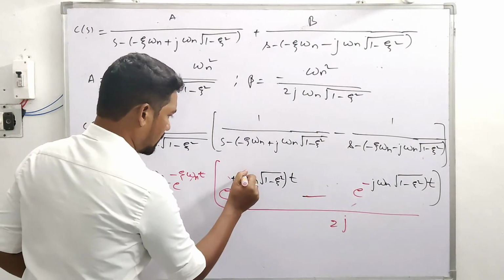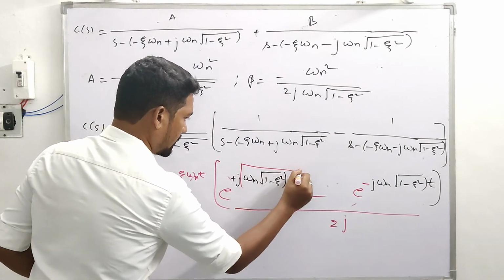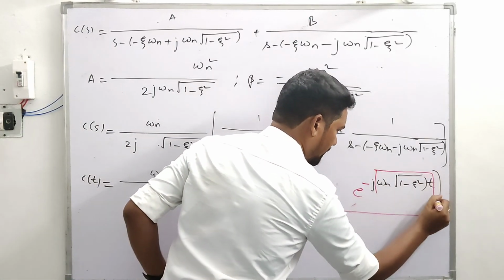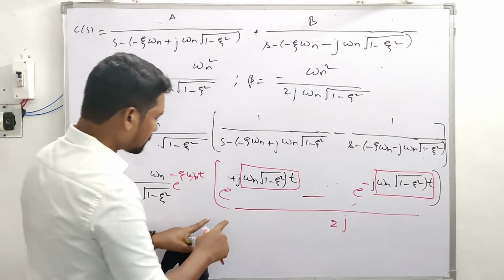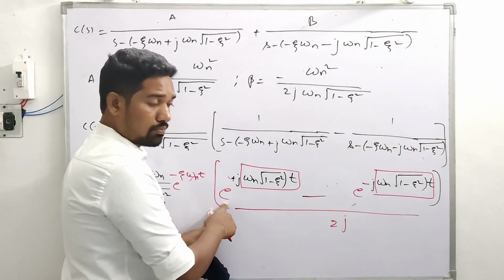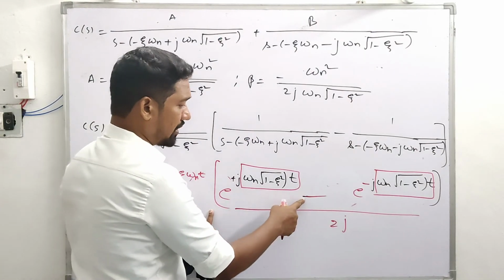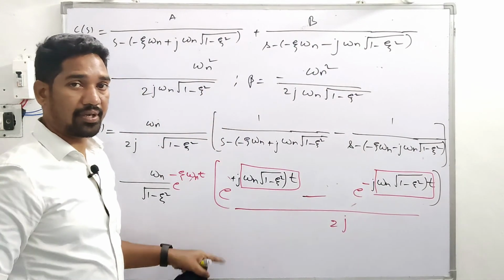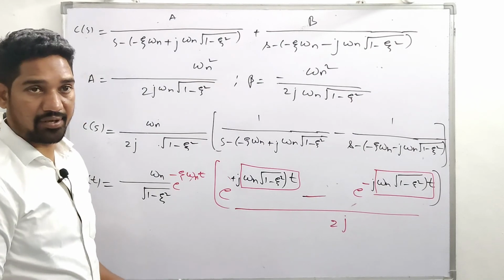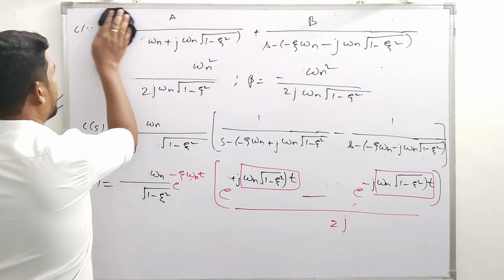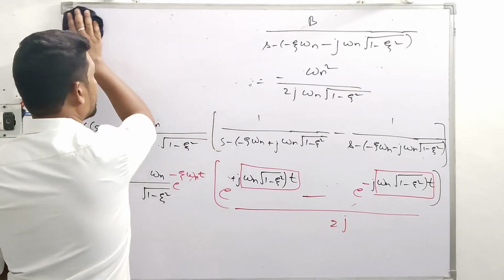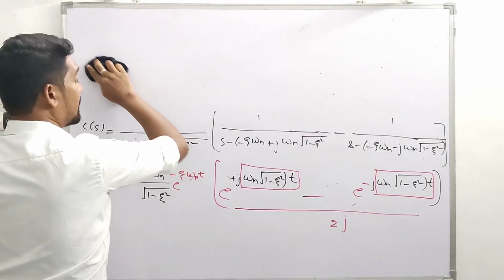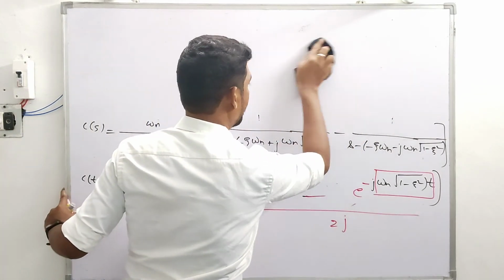So guys, watch carefully. Considering this entire thing to be some x or theta or something like that, it's e raised to positive j theta minus e raised to negative j theta by 2j. It's sine theta according to Euler's identity. e raised to j theta minus e raised to minus j theta by 2j, that's sine theta in terms of Euler's identity.